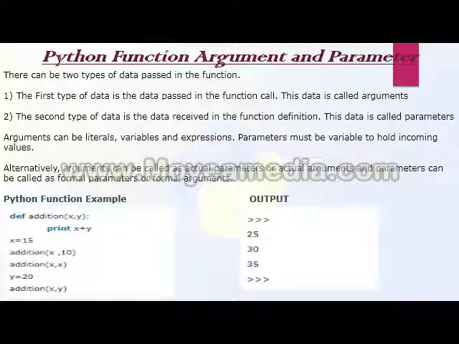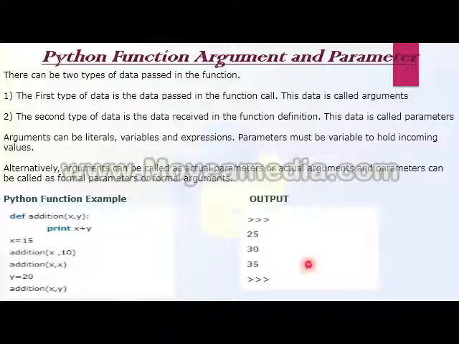Python function argument and parameter. There can be two types of data passed in the function. The first type of data is the data passed in the function call. This data is called arguments. The second type of data is the data received in the function definition. This data is called parameters.